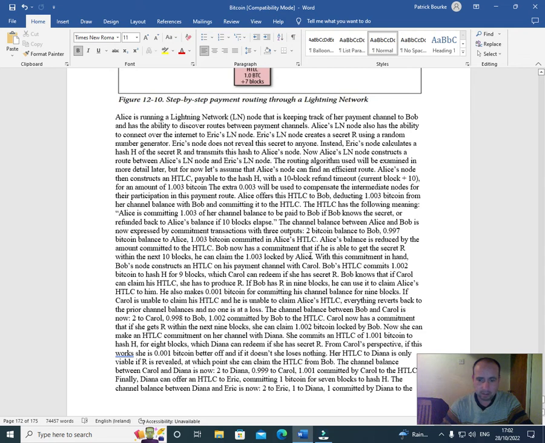Bob now has a commitment that if he is able to get the secret R within the next 10 blocks, he can claim the 1.003 locked by Alice. With this commitment in hand, Bob's node constructs an HTLC on his payment channel with Carl. Bob's HTLC commits 1.002 Bitcoin to the hash H for 9 blocks, which Carl can redeem if she has the secret R. Bob knows that if Carl can claim his HTLC, she has to produce R. If Bob has R in 9 blocks, he can use it to claim Alice's HTLC to him.